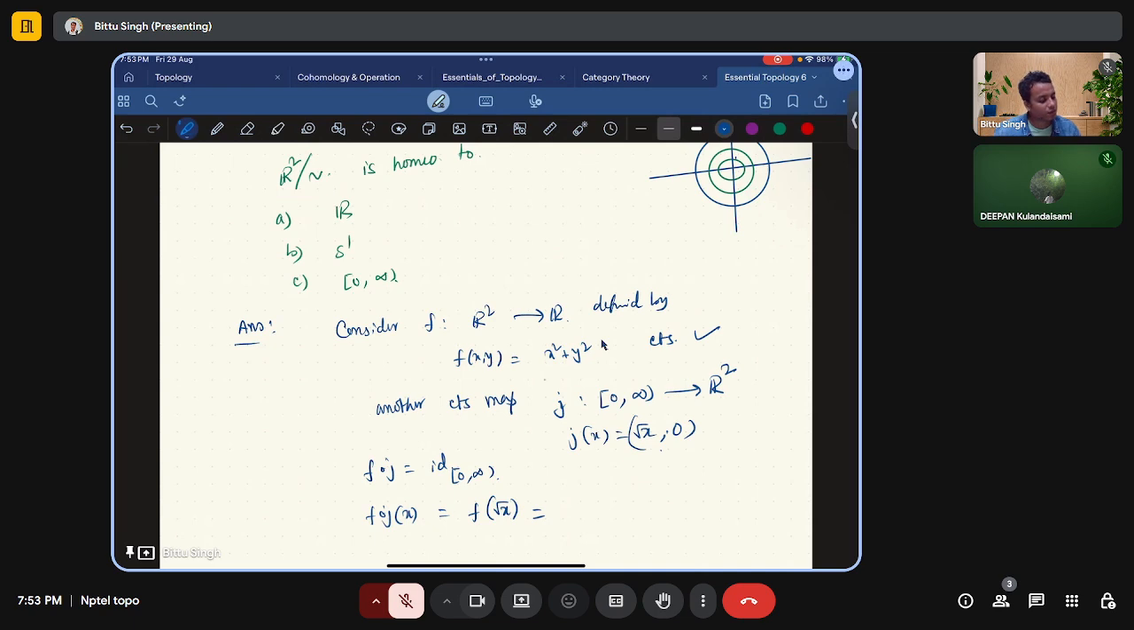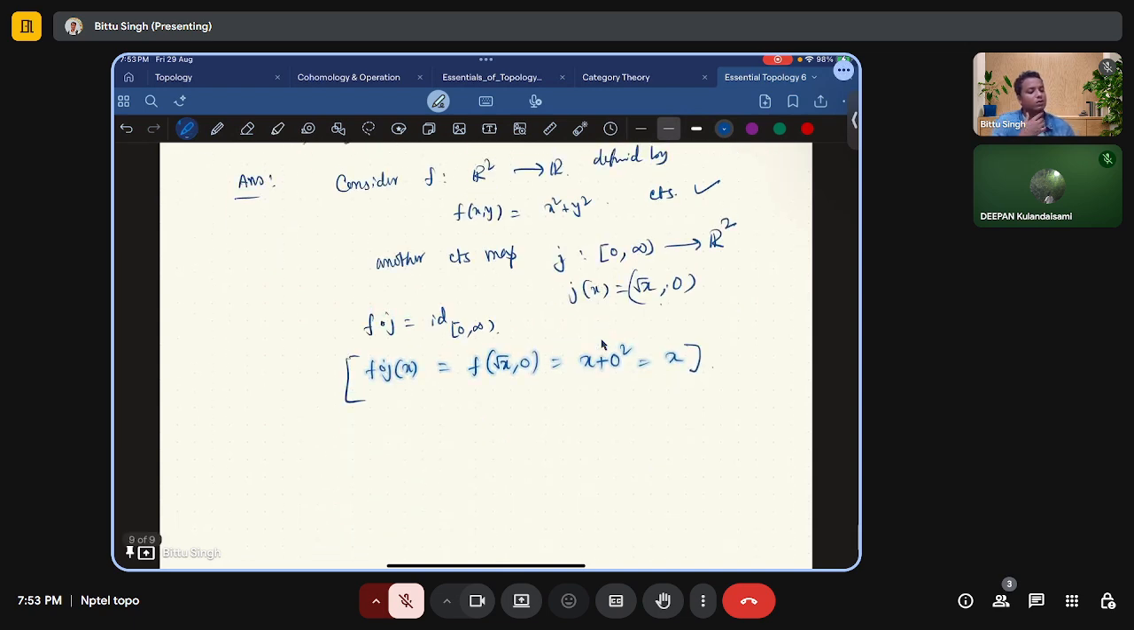F applied on root x comma 0, by definition, this is actually root x whole square, which is x plus 0 whole square. So it is x. Therefore, F compose J is identity. This is the verification. Those two are continuous maps. Then by previous day's observation, F is a quotient map.